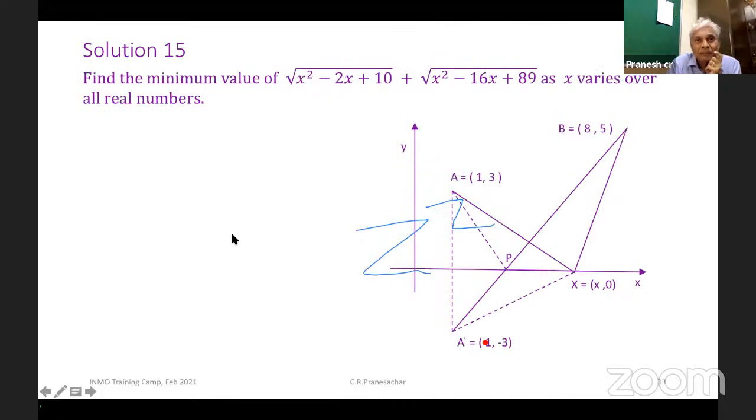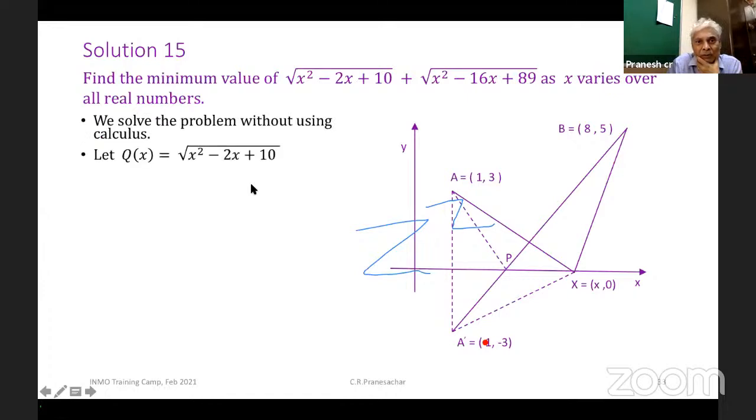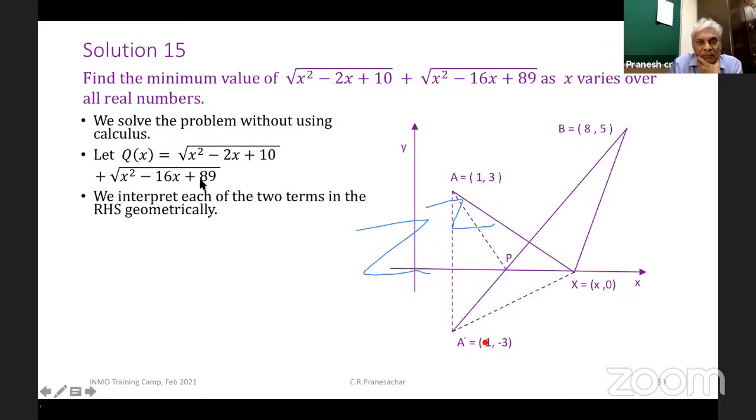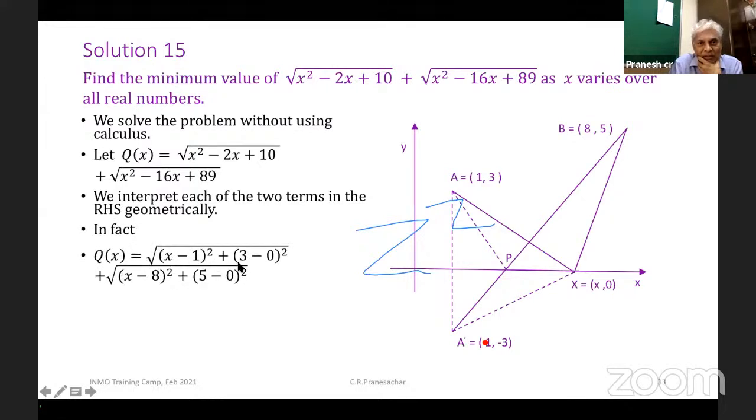Now, we solve the problem without using calculus. Let q of x equal the given sum. We would like to interpret each of these two terms as a distance between two points. What is, first of all, q of x? The first term is root of x minus 1 whole square plus 3 minus 0 whole square, because that is 9. The second term is x minus 8 whole square plus 5 minus 0 whole square. So the first term is the distance between x, 3 and 1, 0. This is the distance between x, 5 and 8, 0.